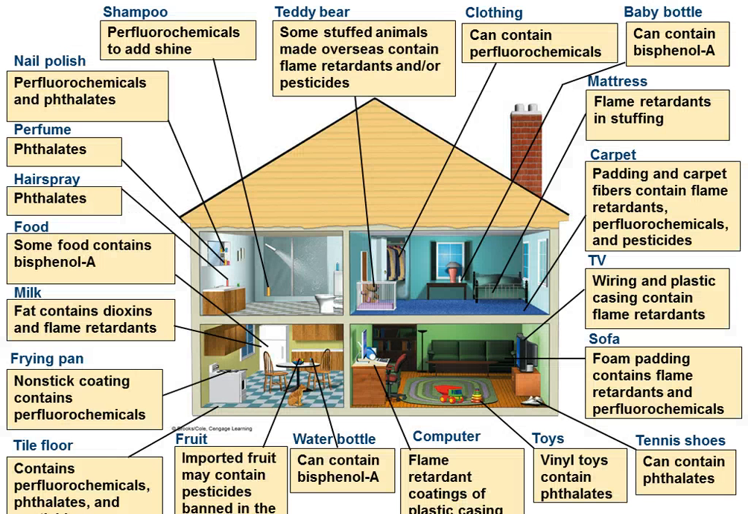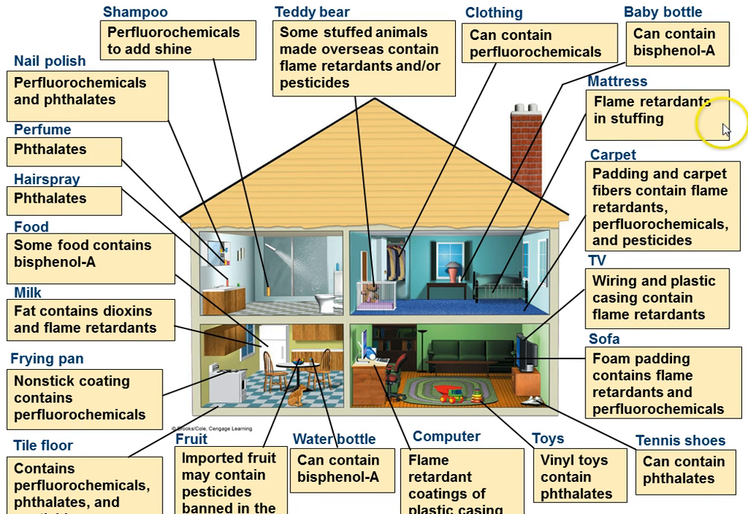One of my favorite graphics in your book, and it's incredibly scary, is looking at all of the different toxins that are in your house. And so this gets a little bit frightening. But let's start up here and go clockwise. Your shampoo has perfluorochemicals to add shine to your hair. Your teddy bear is stuffed from overseas with flame retardants and pesticides. Your clothes, especially if they've been dry cleaned, can contain perfluorochemicals. Baby bottles used to contain BPA. Hopefully that's all been taken out, but if you've got older baby bottles, they'd still be there.